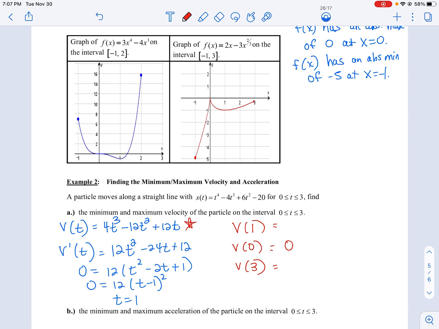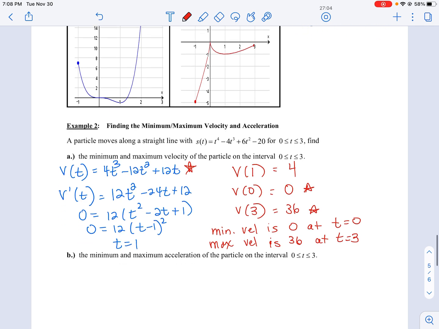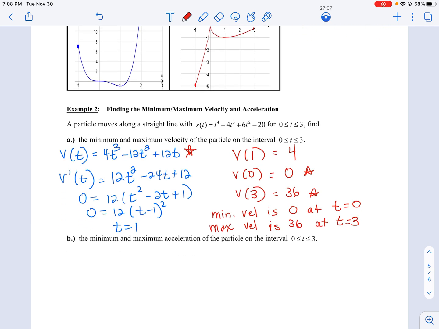All right, I'm going in here into the v function, velocity. Then let's plug in 1. What do you get for velocity at 1? If you said 4, you're doing great. And go ahead and plug in 3 and tell me what you get for the velocity at 3. I got 36. So we have a minimum at 0 and a maximum at 3. So the minimum velocity is 0 at t equals 0. And I have a maximum velocity of 36 at t equals 3. Those are t's, not x's. All right, now to do the minimum and maximum acceleration.